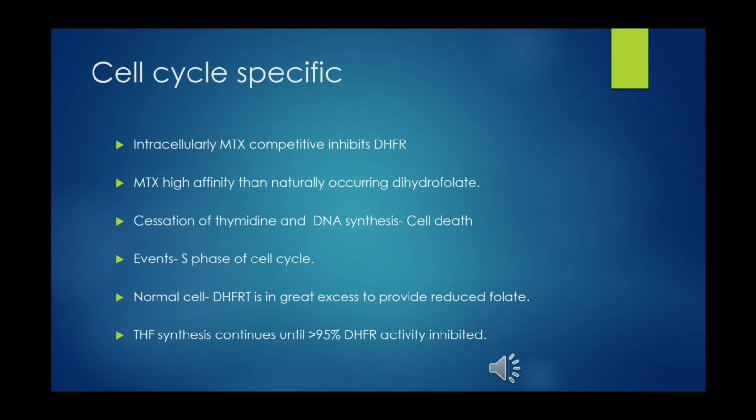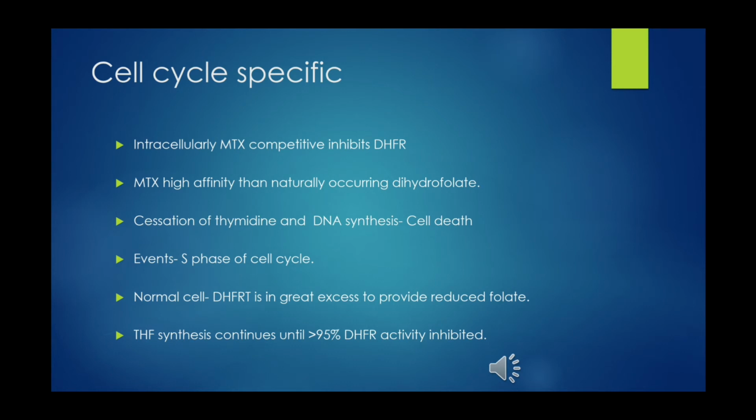Methotrexate, on entry into the cell, inhibits dihydrofolate reductase, and it has a higher affinity than the naturally occurring dihydrofolate. There is cessation of thymidine and DNA synthesis, ultimately causing cell death. As all these events take place in the S phase of the cell cycle, it is called a cell cycle specific drug.